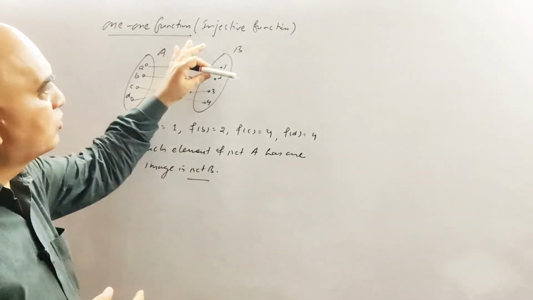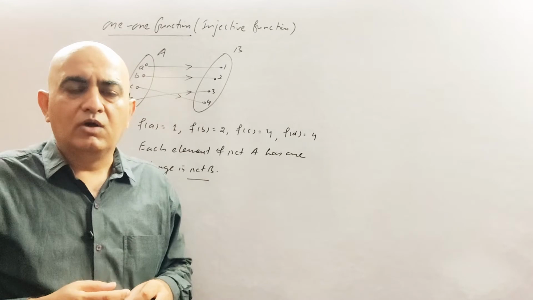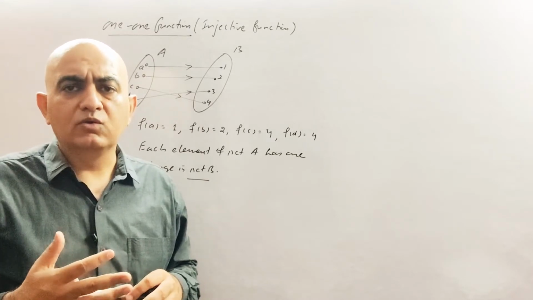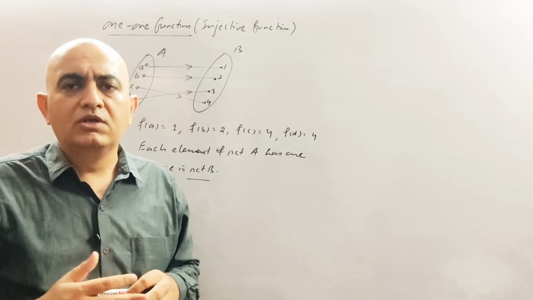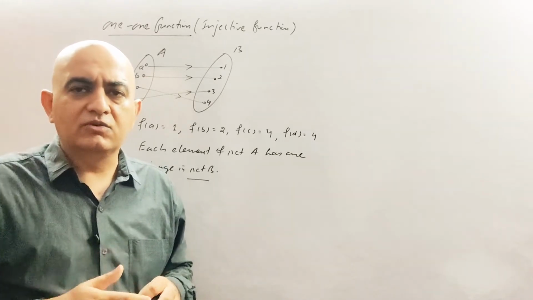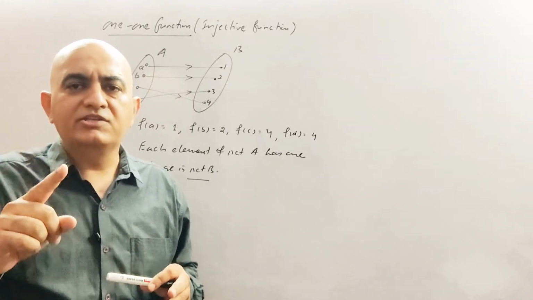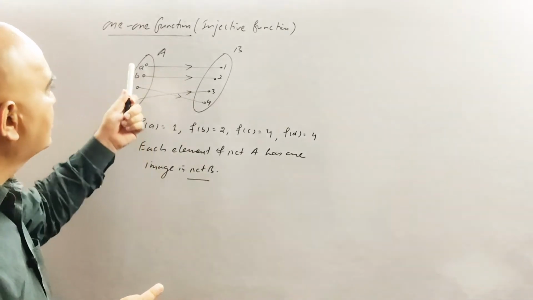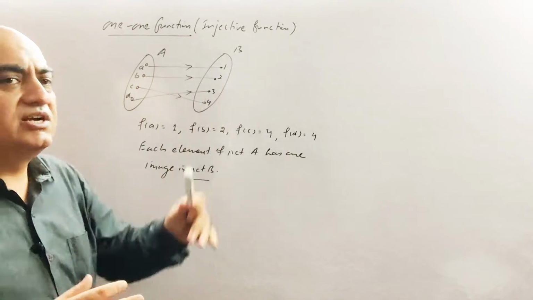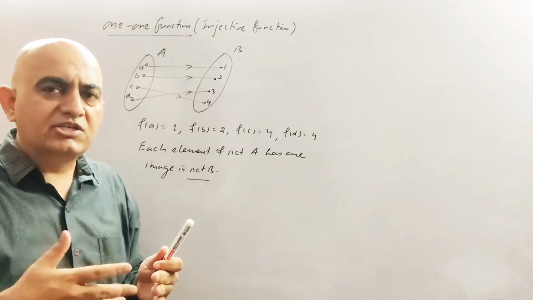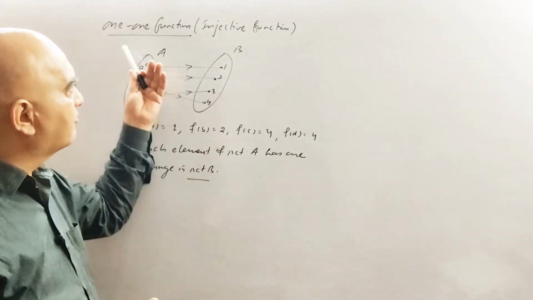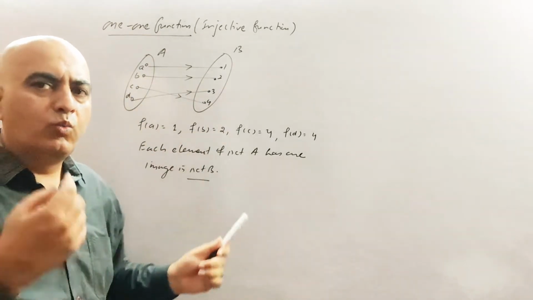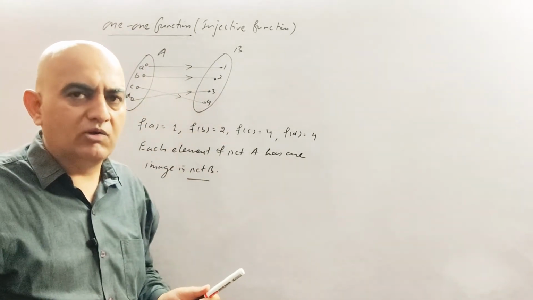Basically, the word injective comes from injection. Whenever we go to a doctor for treatment, the doctor always gives one injection to one person, right? So one injection for one person, so it is injective. You can say it is an injection mapping also. Injection mapping, injective function, or one-one function are all the same thing: when each element of A is connected with one element of the set B, it is called a one-one function.